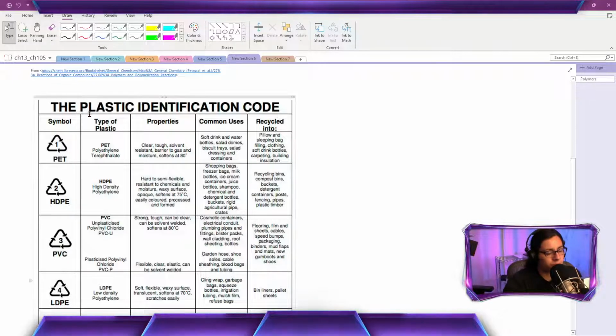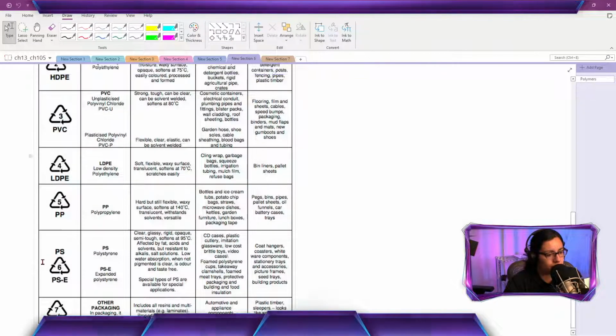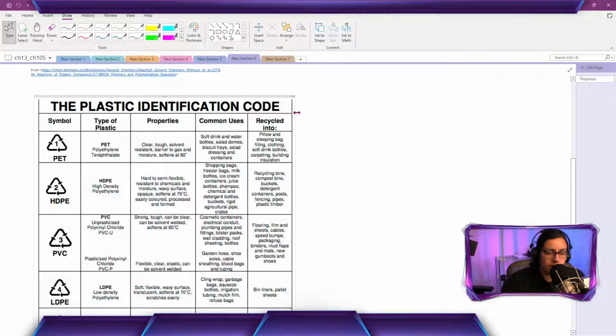And then everything is classified by these plastic identification codes. These codes are supposed to help separate things for recycling. If you have the symbol 1, for example, that's for PET plastic, the polyethylene-based plastic. These are your soft drinks, your water bottles, and if you recycle it, it can go into sleeping bag filling or clothing.